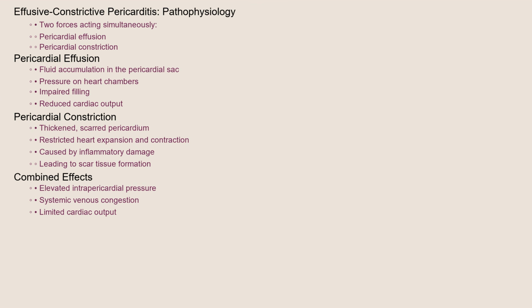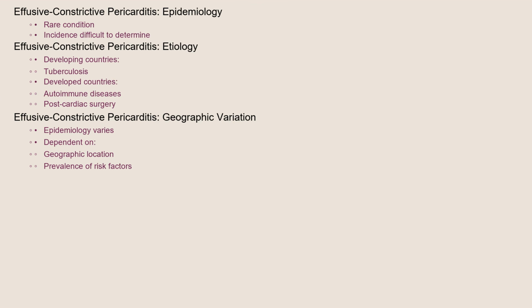This constrictive element can be caused by inflammatory damage to the pericardium, leading to scar tissue formation. The combination of effusion and constriction creates a particularly challenging situation. The elevated intrapericardial pressure, caused by the effusion, transmits to the heart chambers, and the constriction limits cardiac output, causing systemic venous congestion. Effusive-constrictive pericarditis is a relatively rare condition, which makes determining its exact incidence challenging.